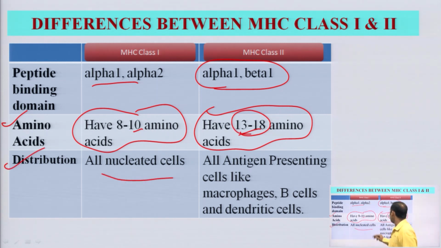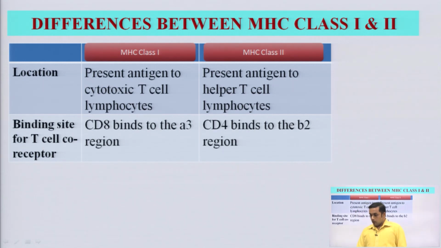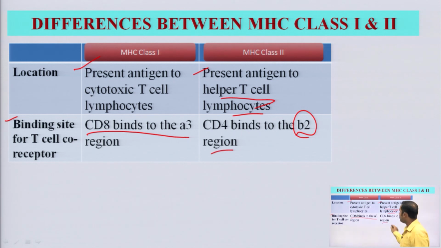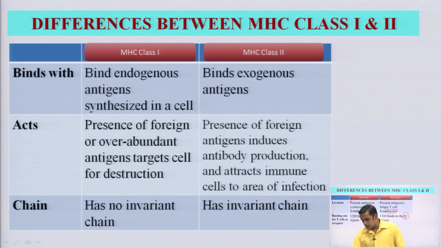Distribution: class 1 is on all nucleated cells, and MHC class 2 is present only on macrophages, B cells and dendritic cells, which I have already mentioned. Location: class 1 presents antigen to cytotoxic T lymphocytes, and class 2 presents only to helper T lymphocytes. And the binding site for the T cell receptor: CD8 binds to the alpha 3 region, and here CD4 binds to the beta 2 region. So these are some differences.